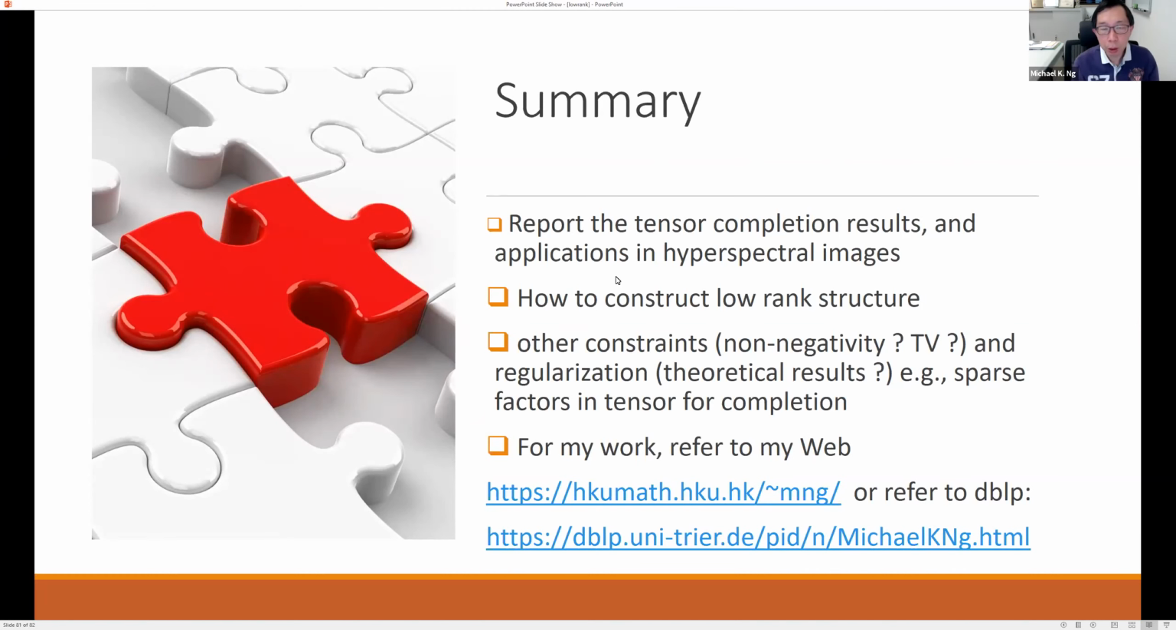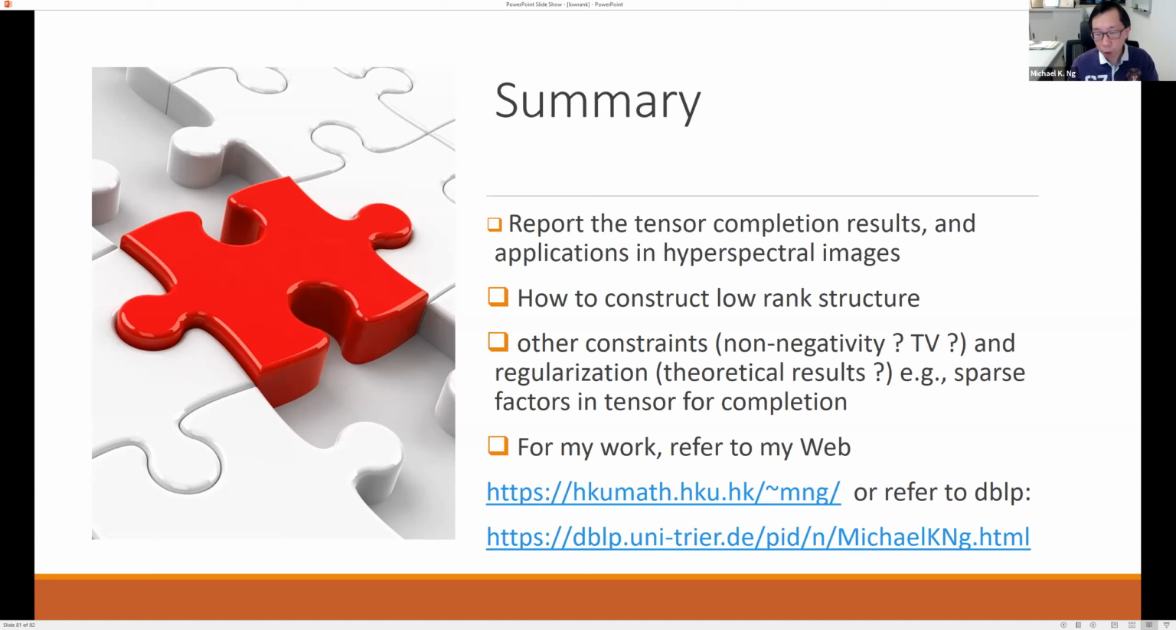In summary, we report tensor computation results and also some applications related to hyperspectral images. In particular, in this talk, I discussed how to construct the low-rank structure. There may be other constraints that would be interesting, for example non-negativity, TV, and regularization. Of course, I think there are some papers discussing how to add other constraints or regularization to the tensor computation problems we are talking about.